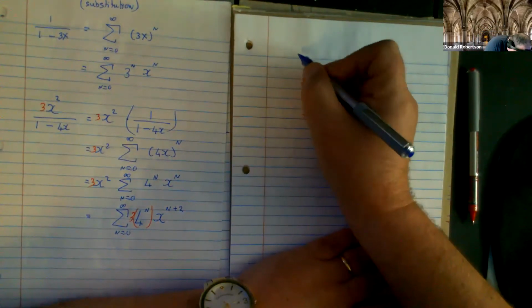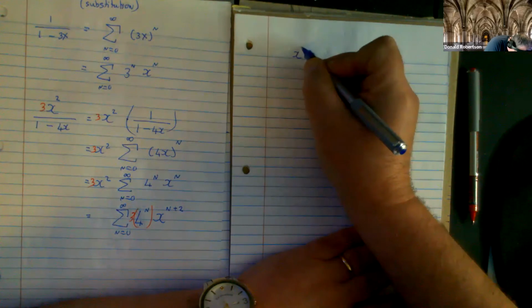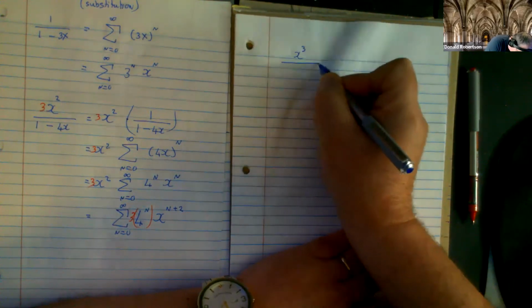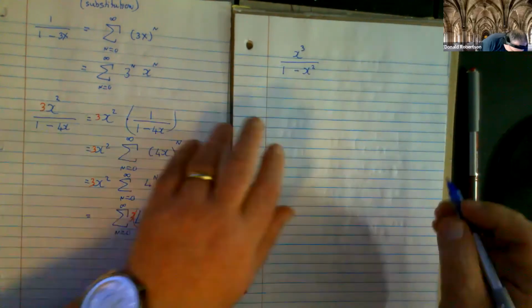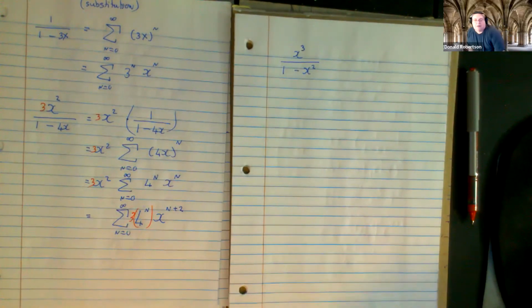So I want to do x cubed over 1 take away x squared. No clues, no help, no pressure. You've got 90 seconds. Go for it. Find the power series of that guy. Figure out your own way of doing it.